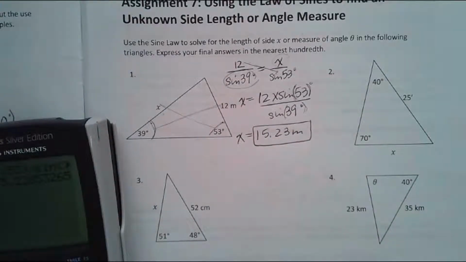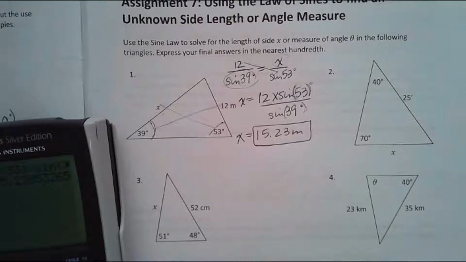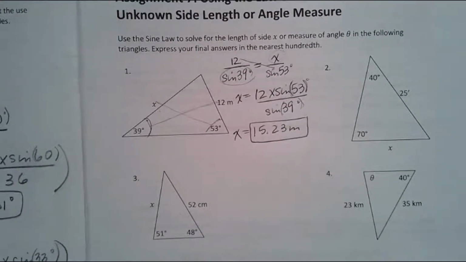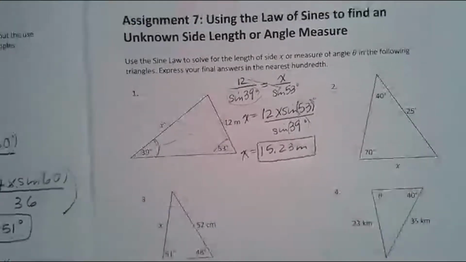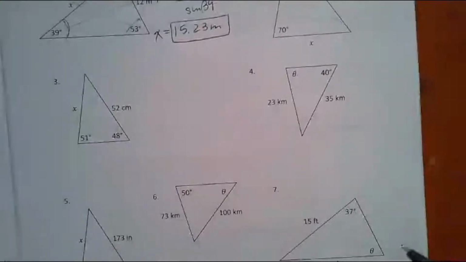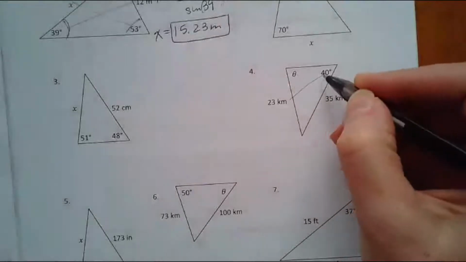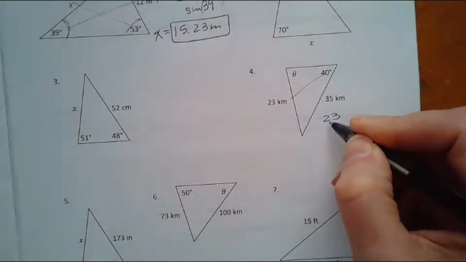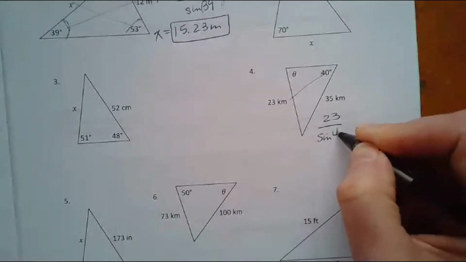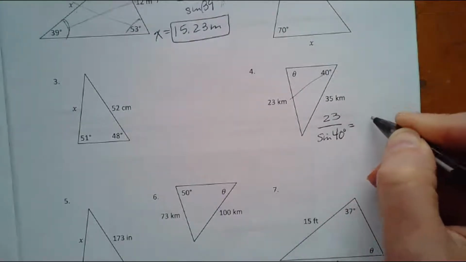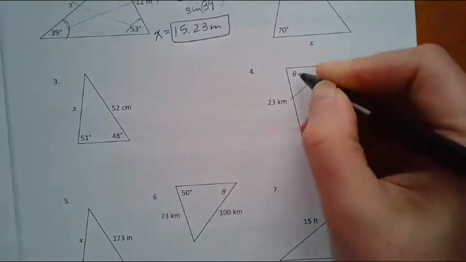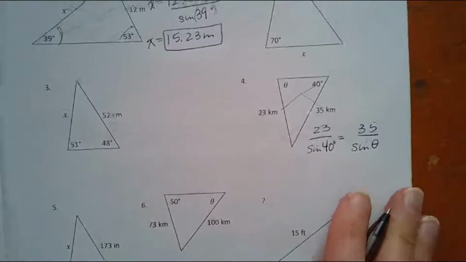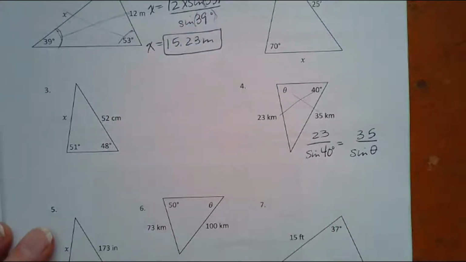All right, let's try one with an angle measure. If I take a look at number 4, I establish the partnerships. So this is the complete partnership. 23 sits on top of sine of 40 degrees. And that means 35 partners with my unknown angle, sine of theta. This time I'm solving for an angle measure, so I process it the same way.